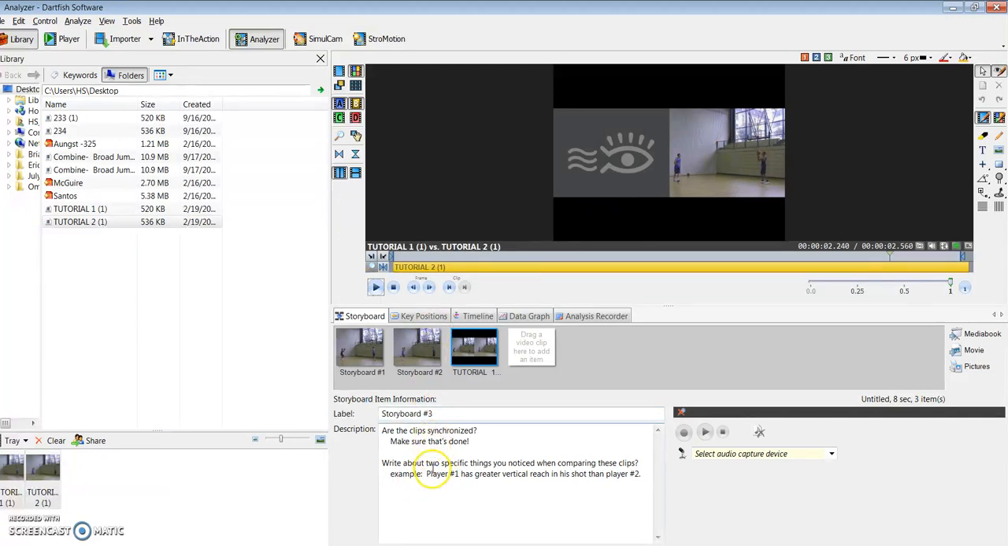Those are two things that you need to do. Synchronize clips and address two specific things. So I've only listed one here. You need to have two noticeable differences when you compared the two players.